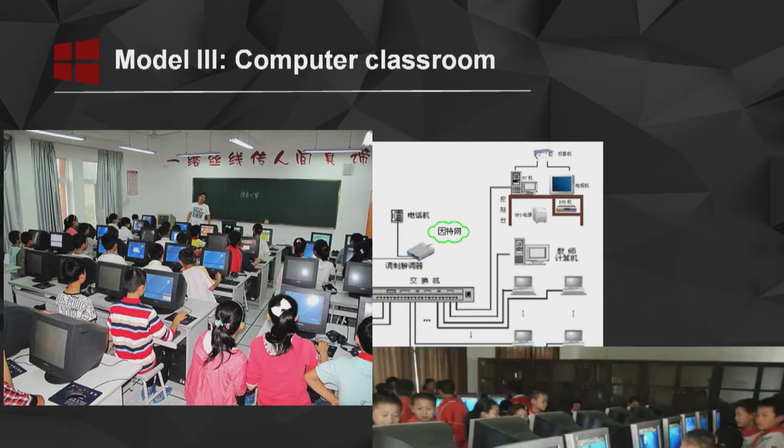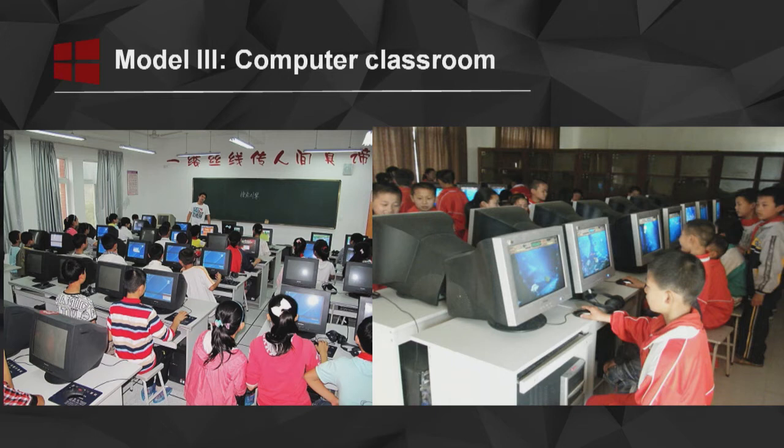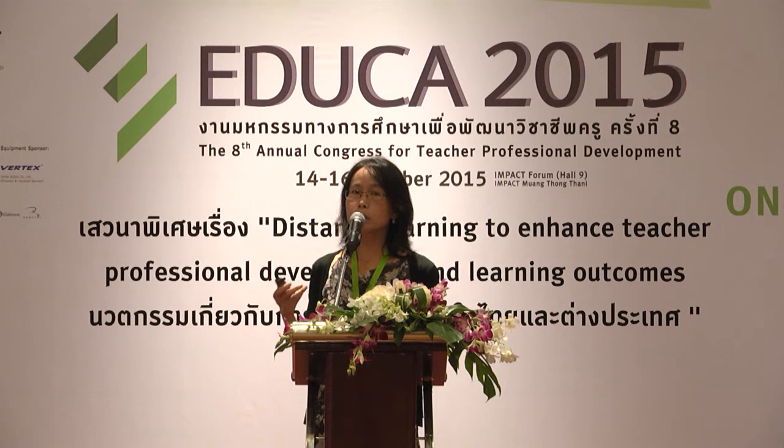You can see the difference from these 3 models. The first one is that the learning resources are limited because they cannot be updated regularly. In Model 2, we can update the learning resources regularly using satellite broadcasting. And in Model 3, we use computers and the internet, and the learning resources can be updated regularly and can have some synchronous discussion or cooperation with different schools. So these are the 3 models.